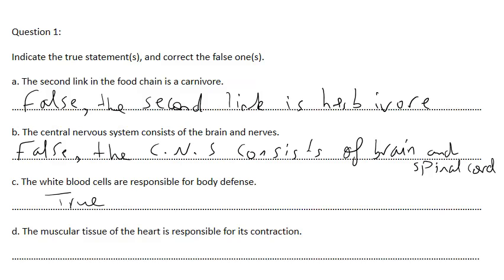Tala, last one, D. The muscular tissue of the heart is responsible for its contraction. Contraction like movement. Okay, the muscles of the heart are responsible for the movement of the heart when it contracts. True or false? True. Muscles are for movement. Contraction is the movement of the heart. So this one should be true. Okay, any questions on the first one? Question 1? No. Good.